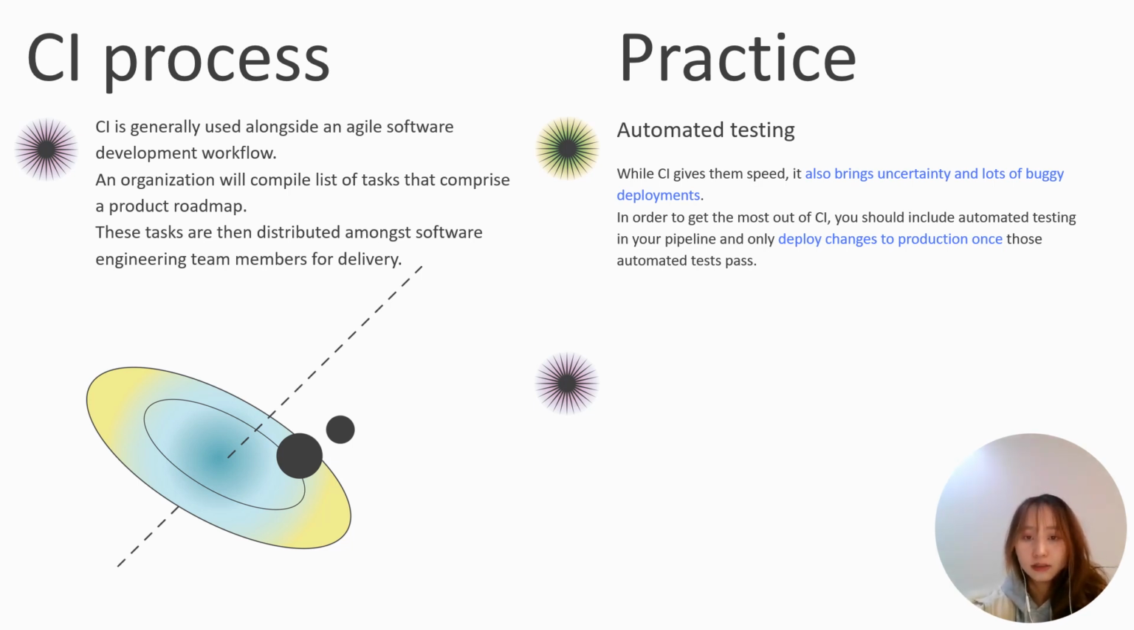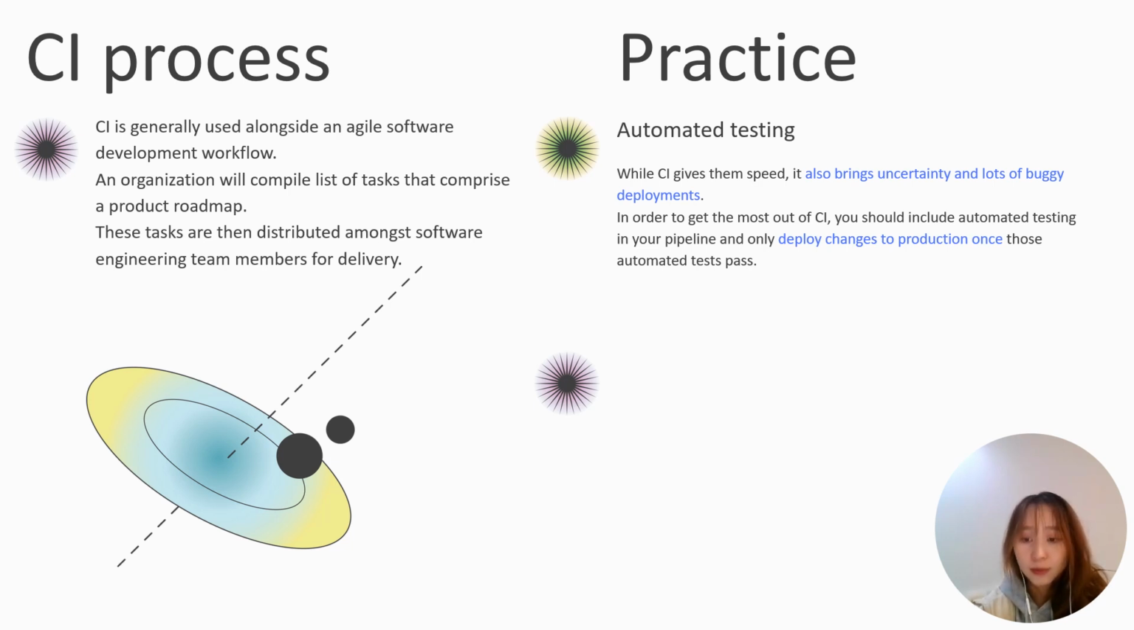First is automated testing. Many companies tried CI and got bad impressions of it. Well, CI gives them speed, but it also brings uncertainty and lots of buggy deployments. And they are not wrong. If you just try to automate the deployment, you will have more bugs. It's as simple as that.